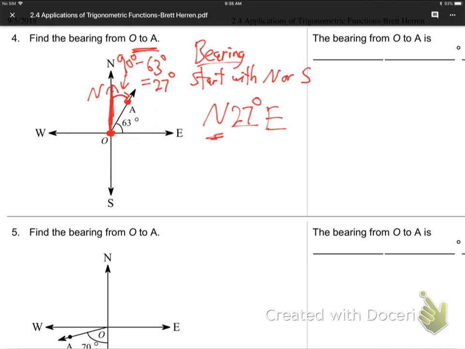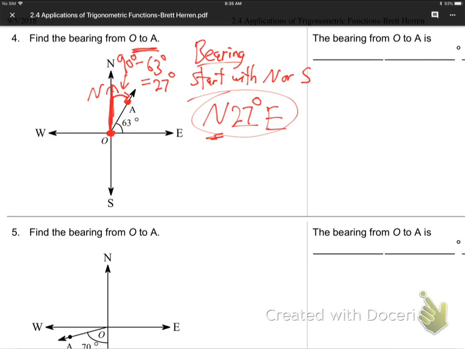So let me try that again. So that's making some sense. You have to start with north or south. So we said north, but then we're not pure north. We're a little bit to the right of north, which means east, doesn't it? How far to the right? Well, 90 minus 63 was 27. So we're north, 27 degrees east. That's our bearing. That's our heading. That's how they say it in the navigation talk. That's the answer they want on that one. Questions on that?